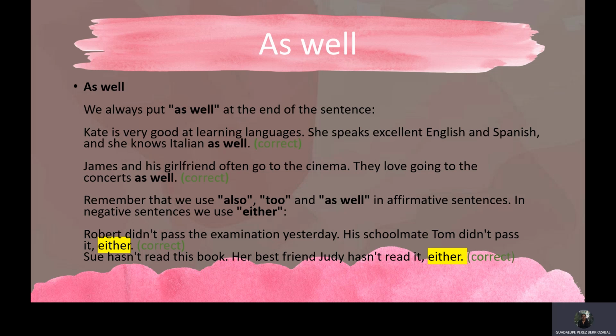Remember that we use also, too, and as well in affirmative sentences. In negative sentences, we use either. For example, Robert didn't pass the examination yesterday. His schoolmate Tom didn't pass it either. Or, for example, Sue hasn't read this book. Her best friend Judy hasn't read it either. And the translation could be, Sue no ha leído este libro. Su amiga Judy tampoco.